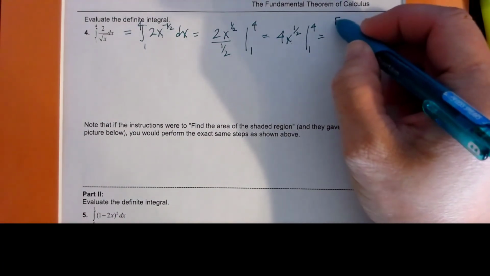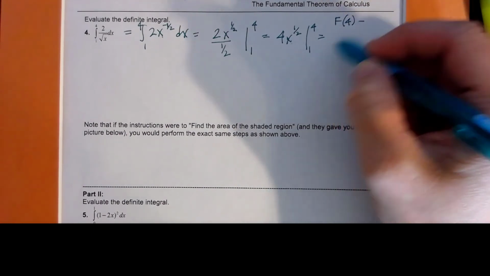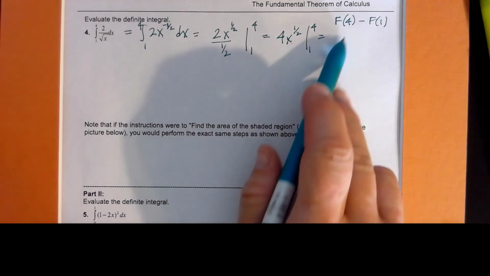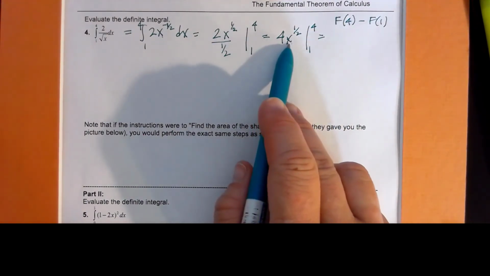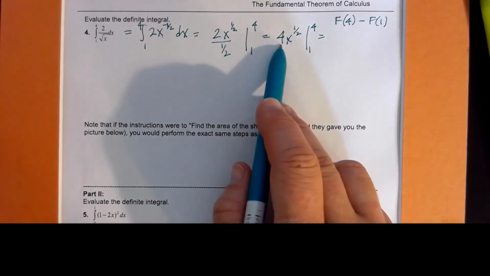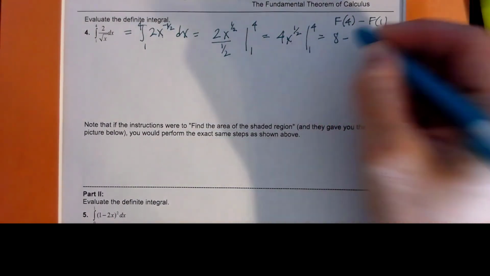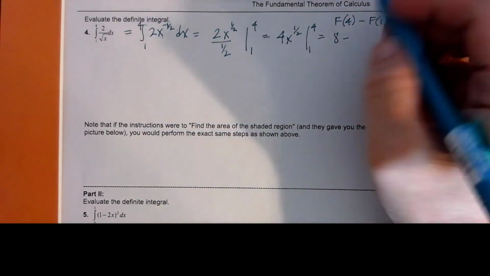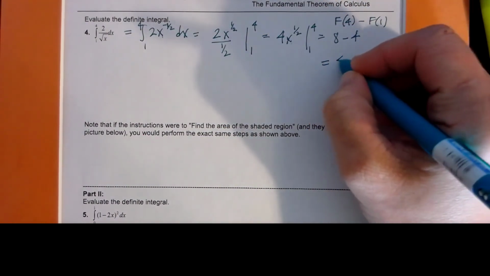But you're just plugging in the upper bound of 4 minus the lower bound of 1 and getting a numerical value. So we know the square root of 4 here is 2, and 2 times 4 is equal to 8. Over here, plugging in a 1, square root of 1 is 1, and then times 4 is 4. So we get an answer of 4.